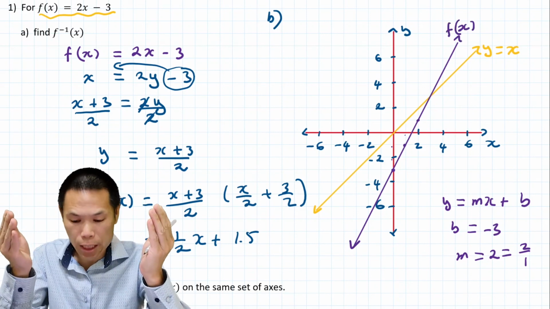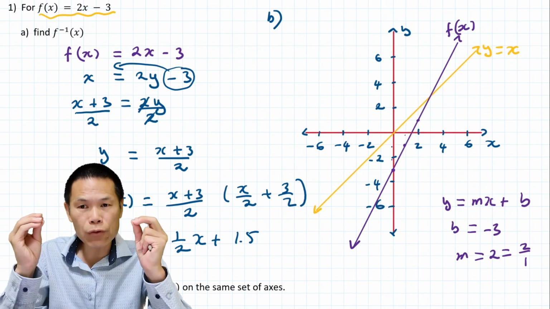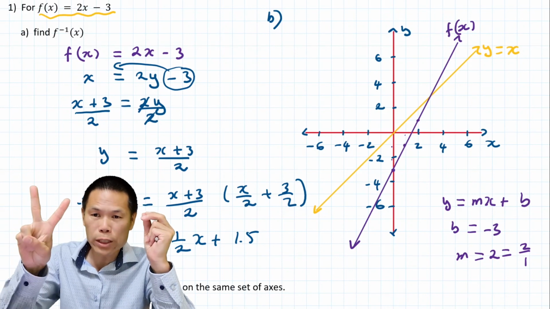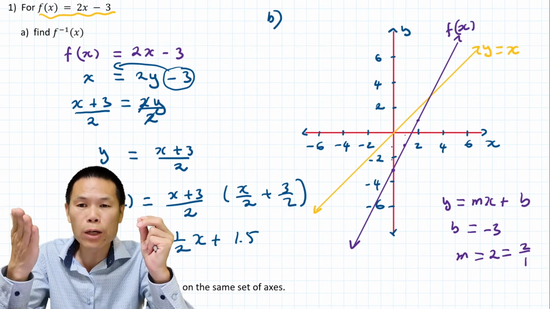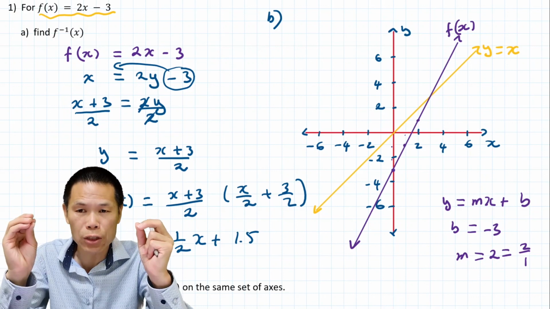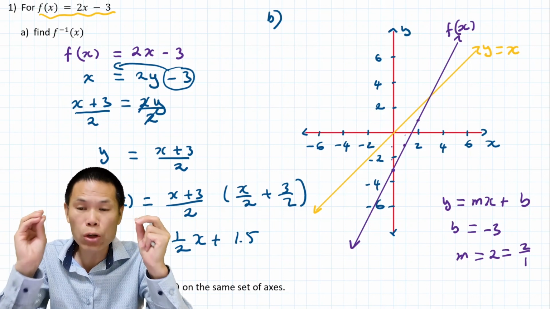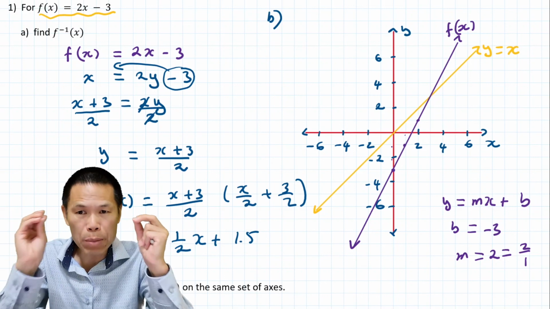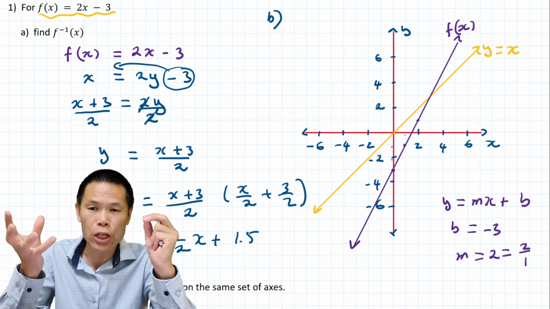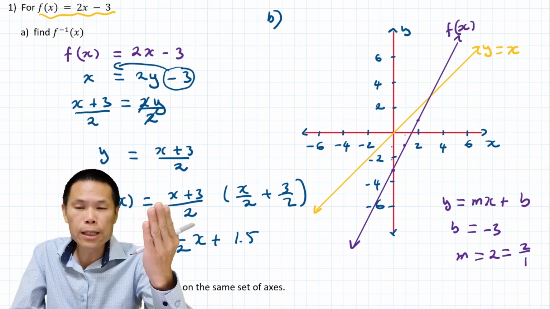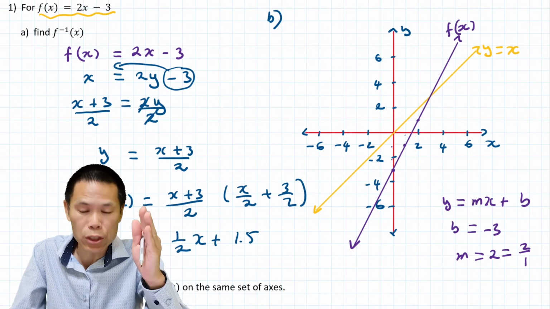Now we sketch the inverse. Remember, there are 2 ways to do it. One way is you can look at the inverse function and sketch it. Otherwise, I can just look at the function, pick a few points and interchange them, okay? So this one is easier: just look at the function and sketch the inverse.